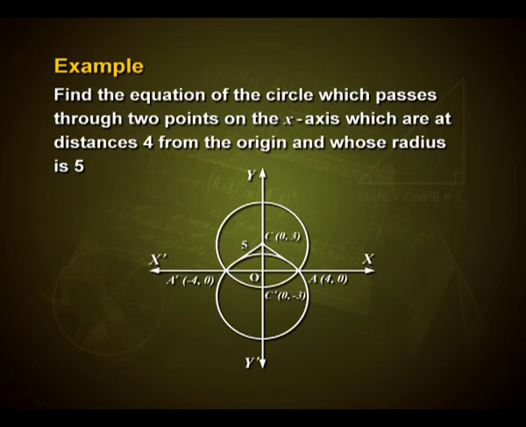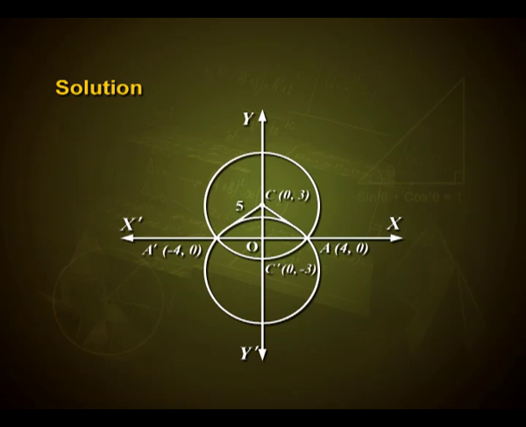Let us solve one more interesting example here. Find the equation of the circle which passes through two points on the x-axis which are at a distance of 4 centimeters from the origin and whose radius is 5. Look into the figure. We have here two circles passing through the points A dash (minus 4, 0) and A (4, 0). The centers are at C (0, 3) and C dash (0, minus 3), and the radius is 5.